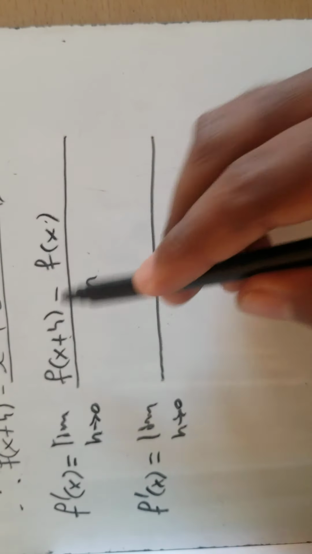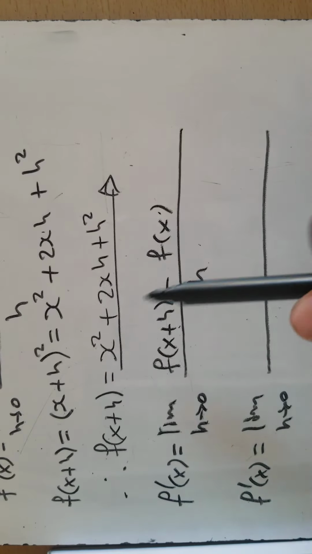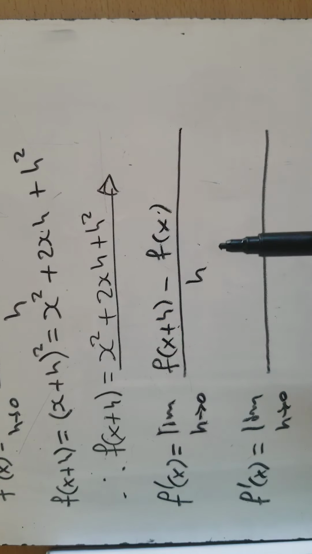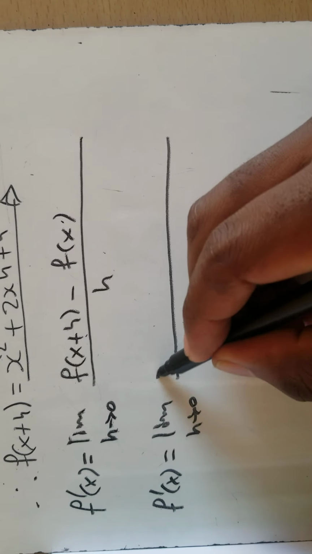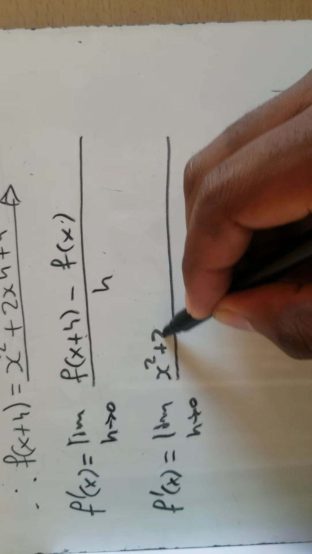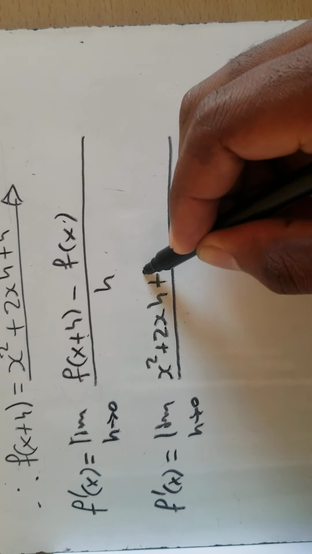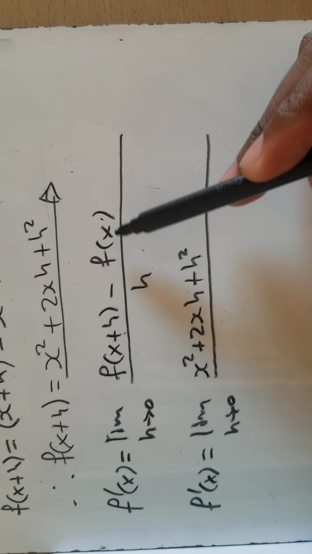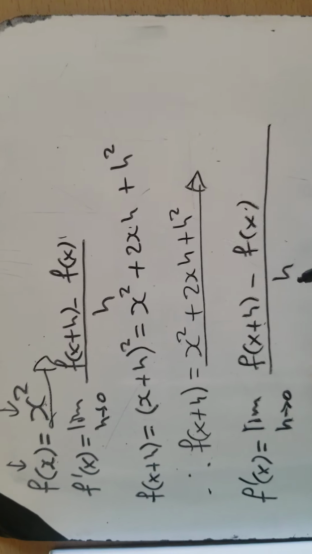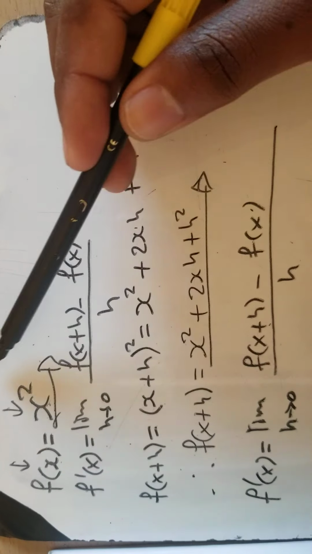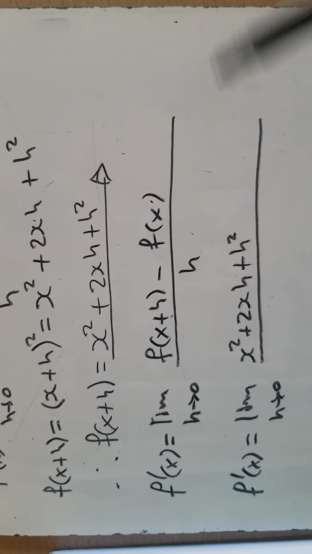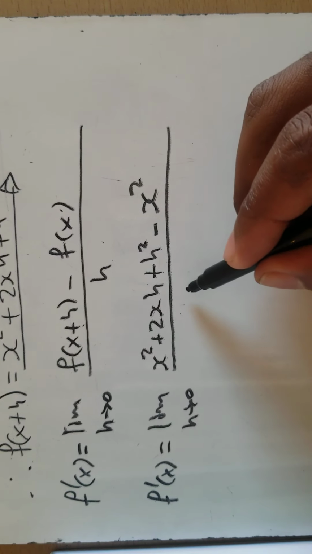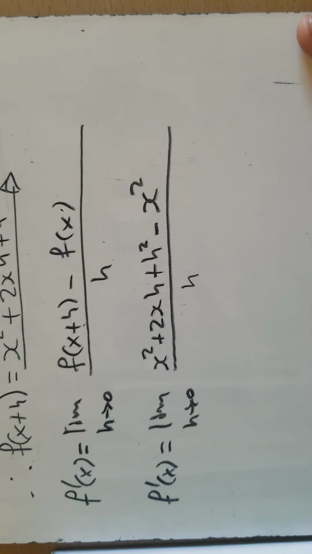F of x plus h. Remember that we did find f of x plus h equals to what? Equals x squared plus 2xh plus h squared. So we need to substitute here x squared plus 2xh plus h squared, right? And then now there's a minus. Minus what? Minus f of x. What is f of x? F of x is equal to x squared. It was given to us. So we subtract x squared, all divided by h, right?